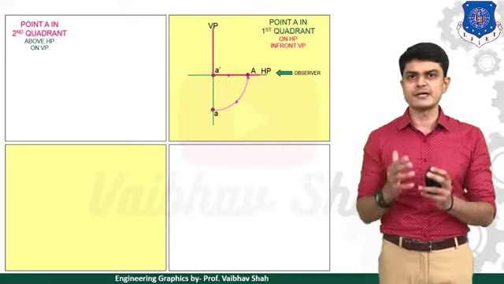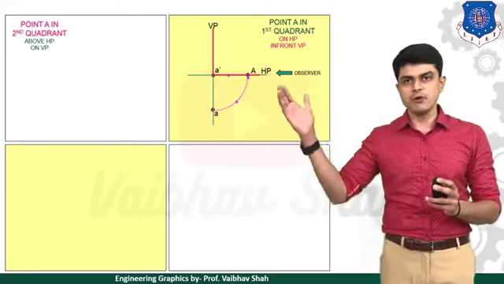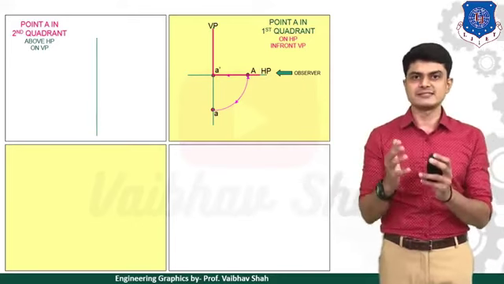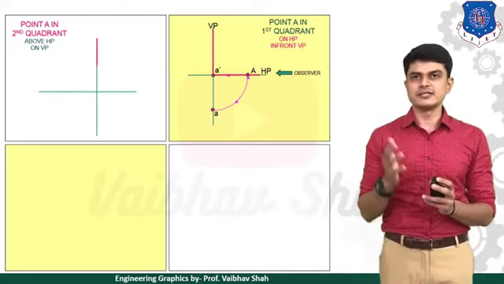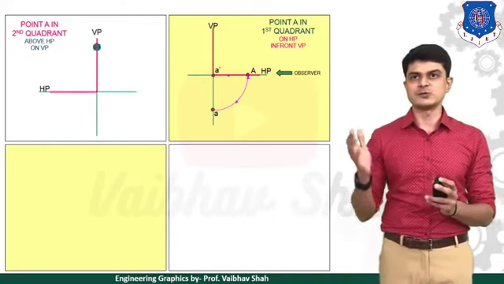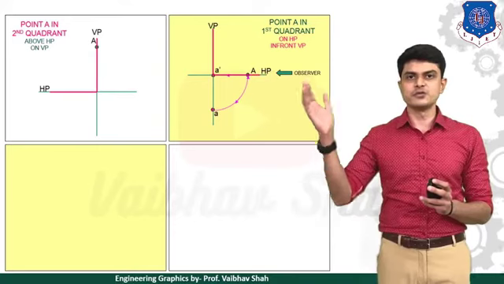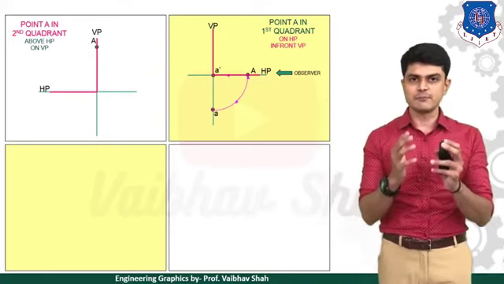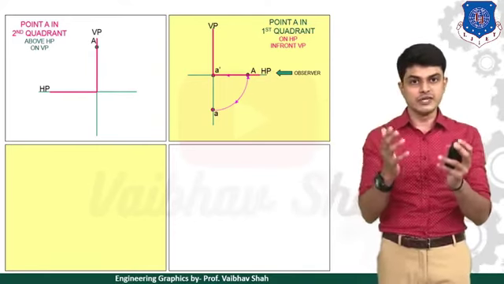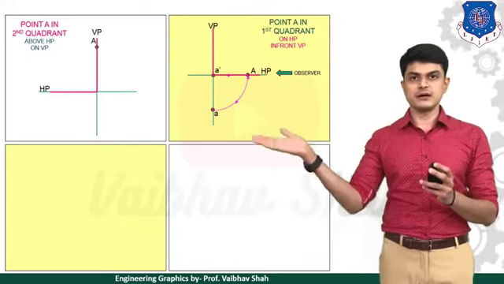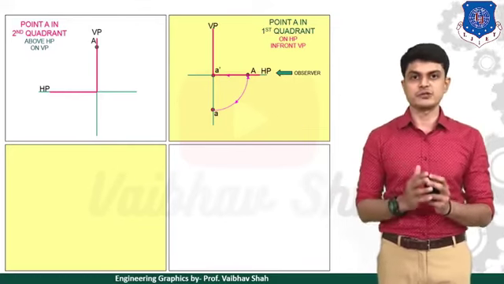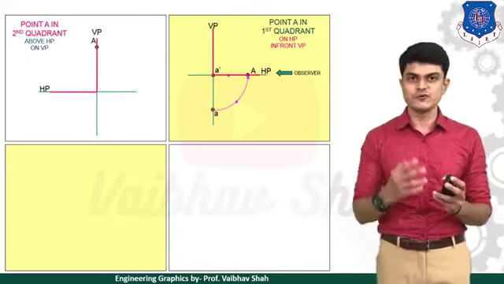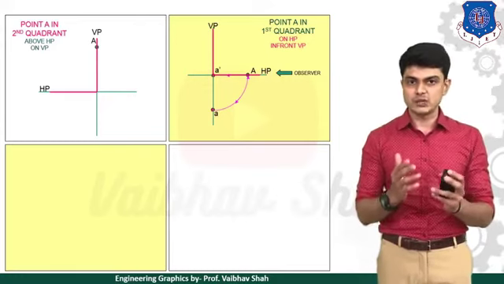Now let us see one more point. Now the point is in the second quadrant, but here the point is above HP and on VP. Let us check the position of the point. This is the position of the point, as you can see on my left. This is the new position of the point. As you can see, the point is now on VP, but above HP. Now let us take the two views once again, front view and the top view.